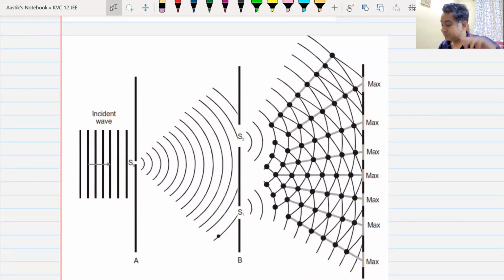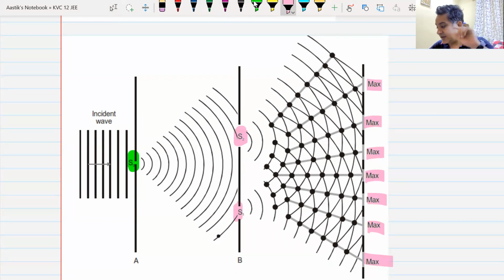See, mother wavefront, two daughters, each daughter producing its own wavefront, and they are interfering. As you can see, at some points, the crest of one falls on the crest of the other, or the trough of one falls on the trough of the other. So we have maximum, maximum, maximum. And at points in between, you will have the crest of one falling on the trough of the other, and you have minimum, minimum, minimum. Don't have to draw this. This is just for you to make some sense out of what is happening.